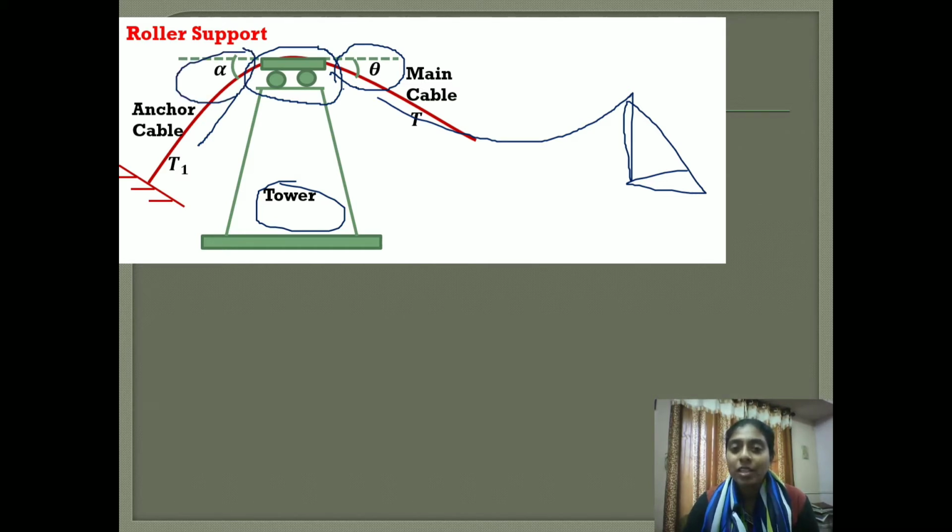Now the tension in the main cable is T. Tension in the anchor cable is T1. See, for a pulley support, the tension is the same for both the main cable and the anchor cable. But for saddle resting on the tower or the roller support, the tension in the main cable is different from that in the anchor cable. So for the anchor cable we will take it as T1 and for the main cable we will take it as T.